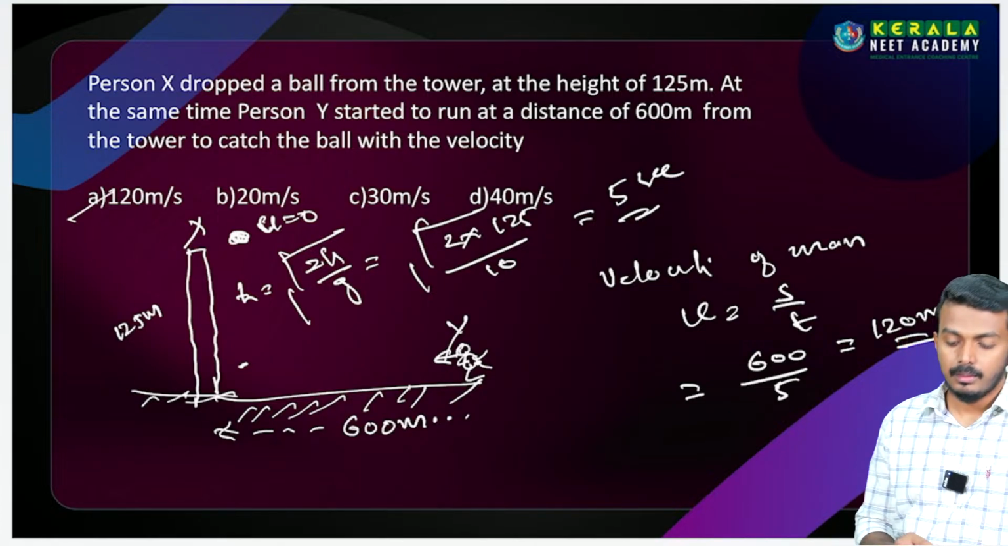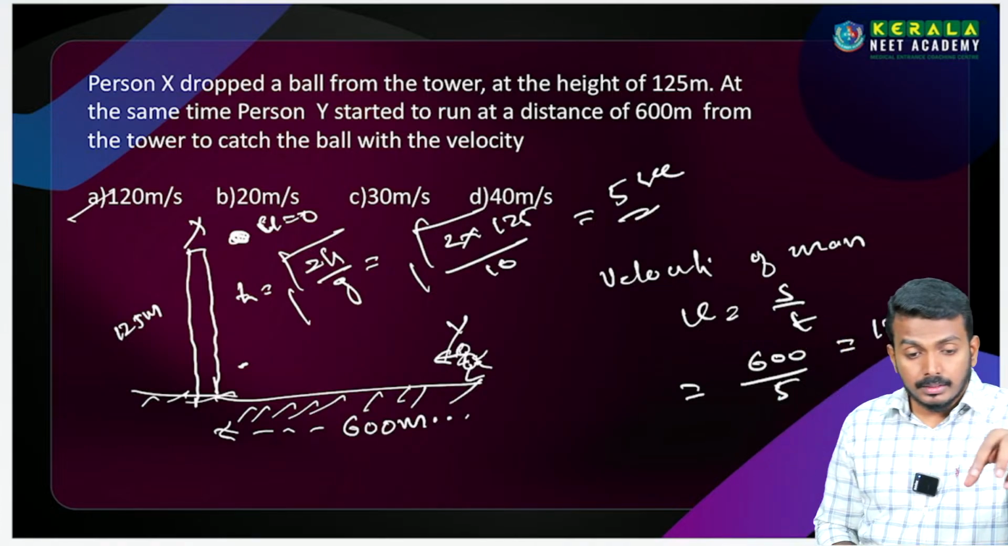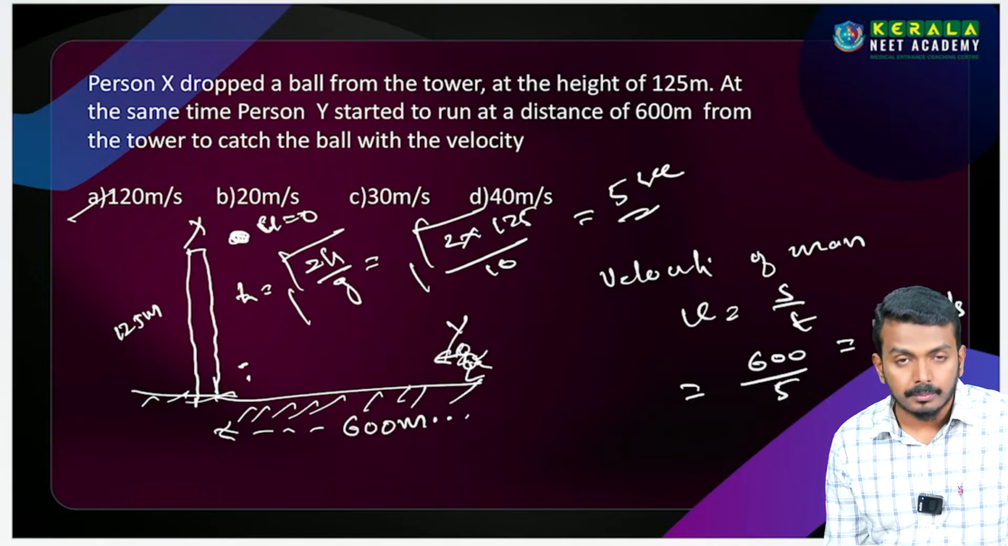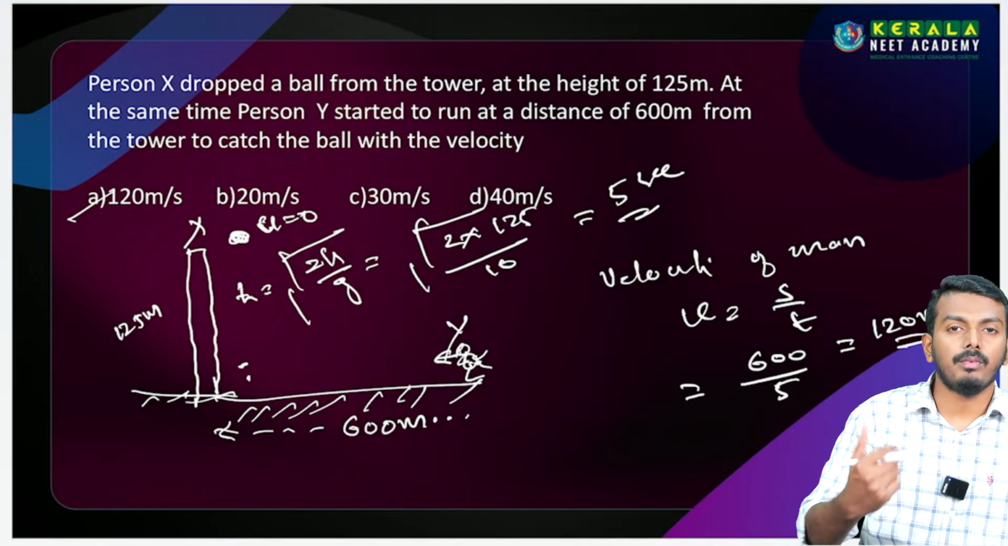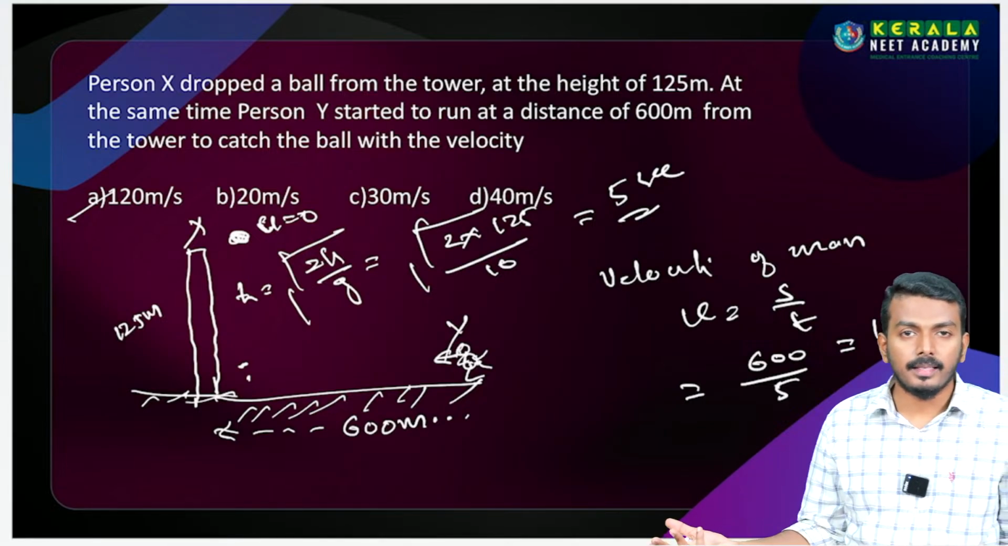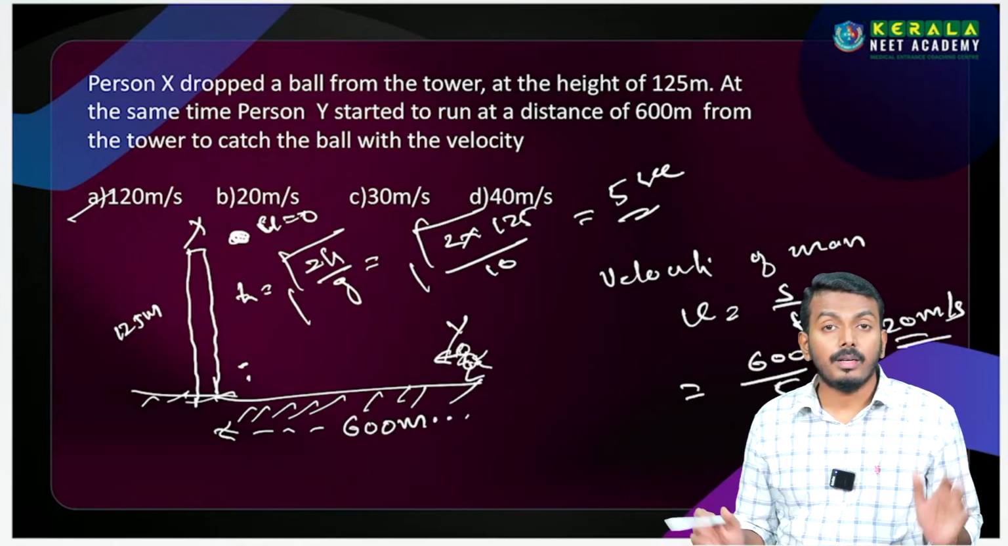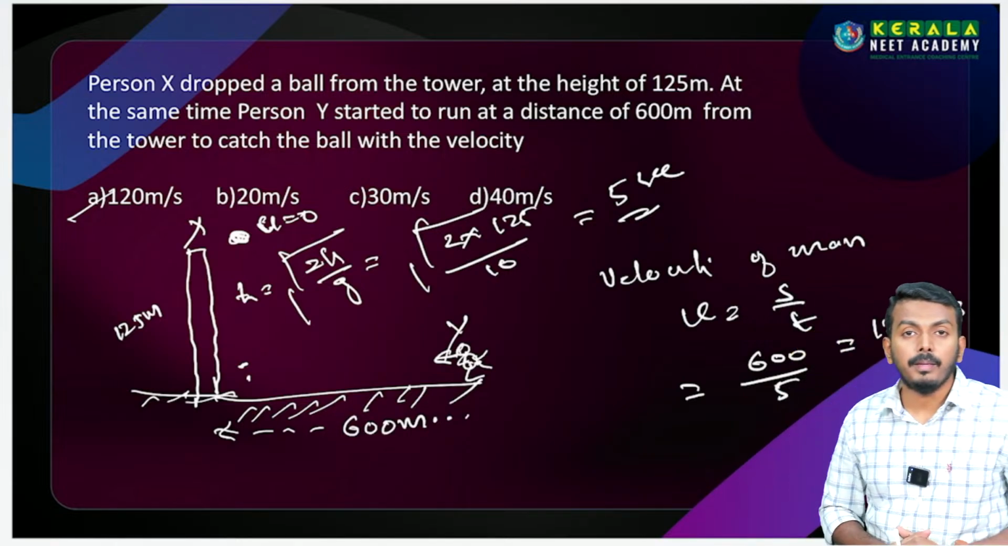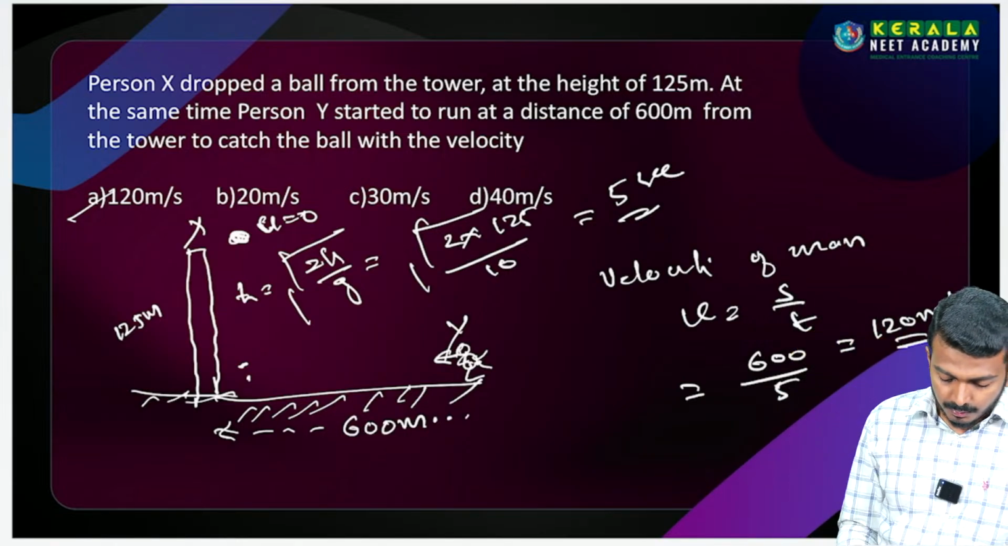First option. Okay. Means at the same instant the ball reaches, who should be down there? The man should be down there. Means the man wants to travel what distance? 600 meter in 5 second. Otherwise he cannot catch. That's why we will get what answer? 120 meter per second. Okay.